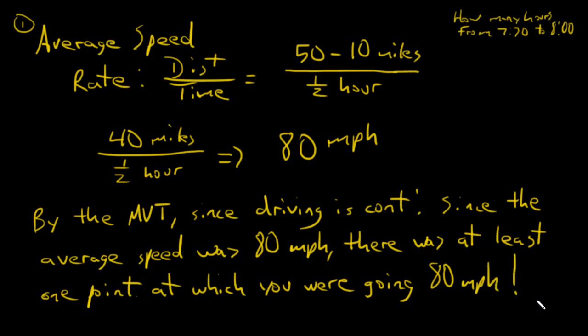It doesn't matter that when they both clocked you on radar, you were doing 70 miles an hour. Since the average speed you had to travel to get from point A to point B was 80 miles an hour, there was at least 1 point in between those 2 points at which your rate had to be 80 miles an hour. So they can give you a ticket for doing 80 miles an hour, even though they both clocked you at doing 70 miles an hour.